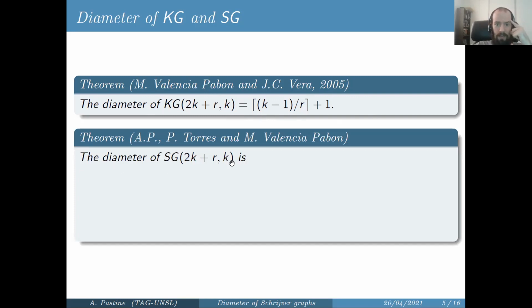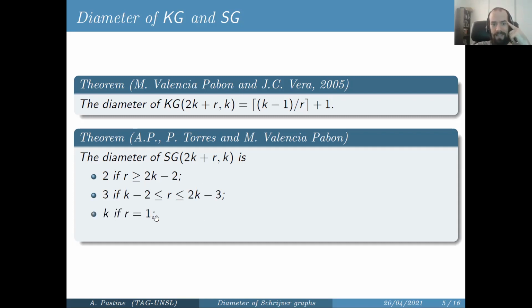So for us, the diameter of the Schrijver graph is going to be... sorry, maybe I should stop a little bit with the notation. So we are considering SG(2k+r,k). And here, you only need to consider r at least 1, because otherwise the graph is not connected. It's going to be 2 if r is big enough, that is, if r is at least 2k-2. 3 if r is between k-2 and 2k-3.